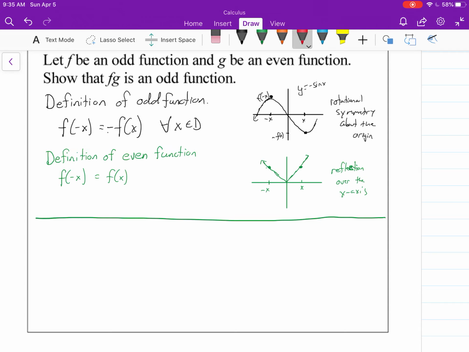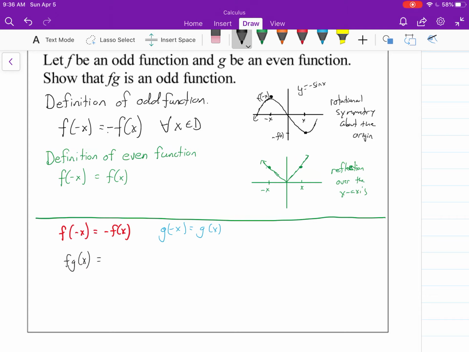So since F is an odd function, F of negative x will equal negative f of x. That's by definition of odd function. And since G is an even function, G of negative x will just equal G of x. So we know those two things from the beginning. Now we want to see if f times G of x is odd. So fG of x.